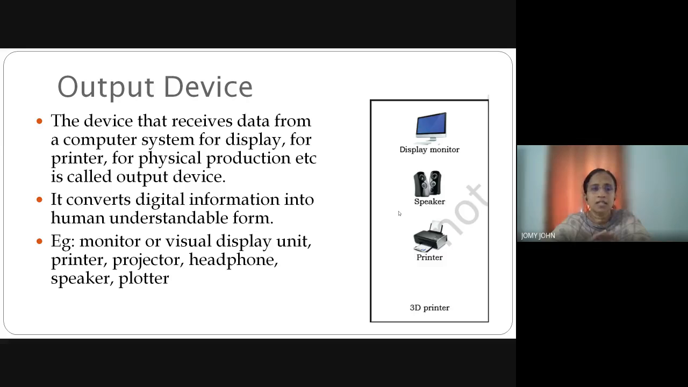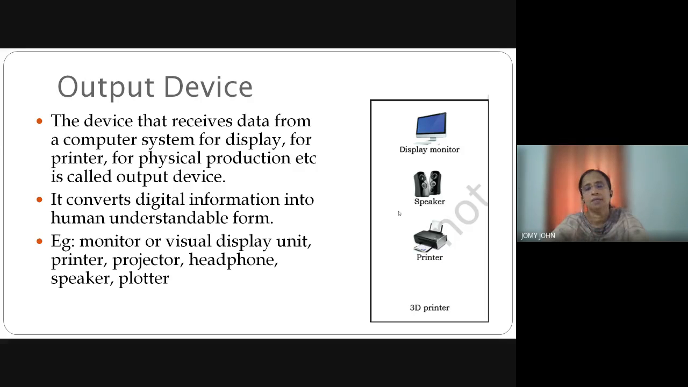Next is the output device. The device that receives data from the computer system for display, for printing, and for physical production, etc., is known as the output device. It is through the output device that the user gets the result. The result produced by the system is displayed through the output device. It converts the digital information obtained from the CPU into a human understandable form. Monitor or visual display unit, printers, projectors, headphones, speakers, and plotters are all examples of output devices.